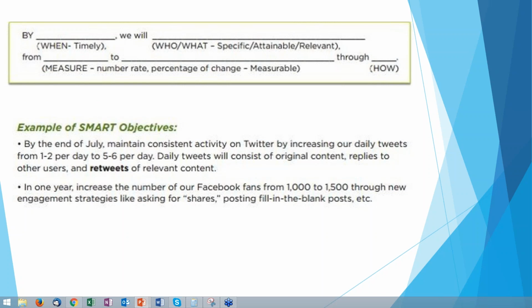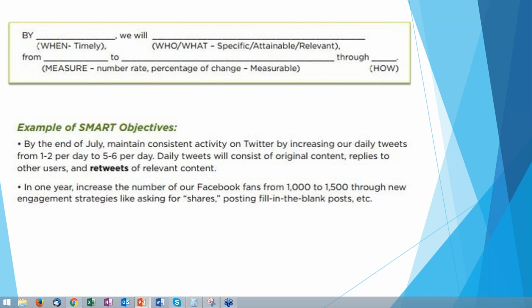Say you're starting at 100 Facebook likes and you want to get to 200. So that would be the number you'd put in there. Or if it's a sales percentage that you want to increase by, you put that number in there. And then through how is what you're going to do to get there. And I've got an example there for you.